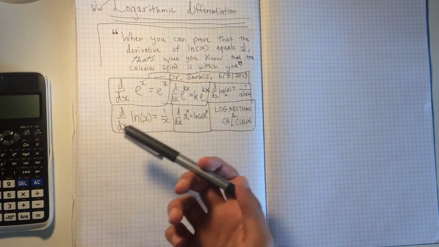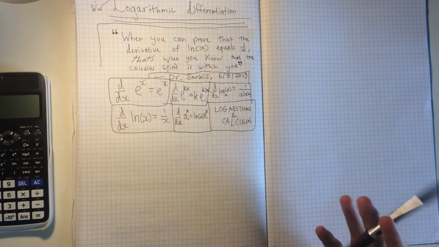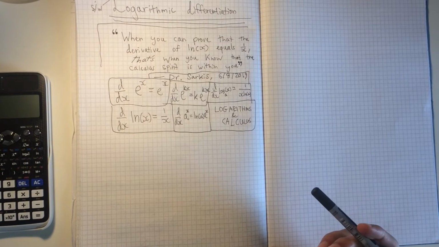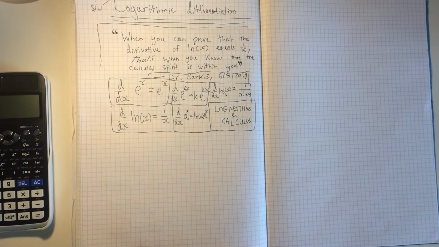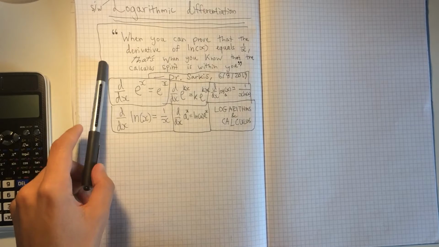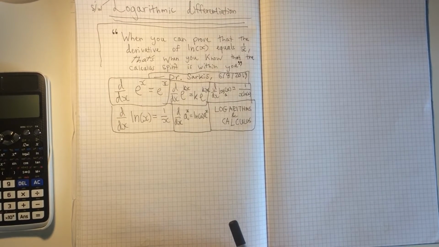So there's quite a bit of formula here, and obviously there's this lovely quote by Dr. Sarkis: when you can prove that the derivative of natural logarithm x equals 1 over x, that's when you can be assured that the calculus spirit is within you. So actually what I mean by that is that if you know logarithmic differentiation, then you're probably good to go with starting integrals, because it's not too easy.